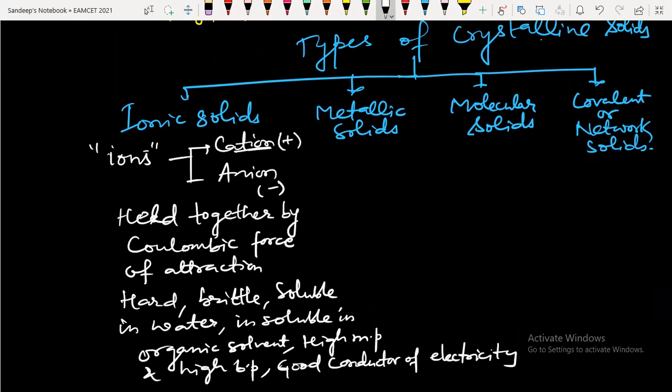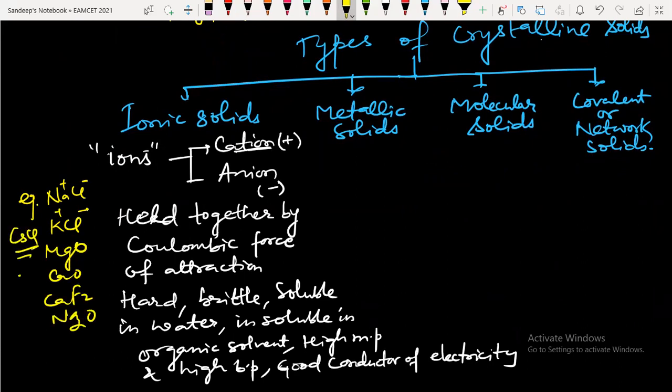Some of the examples of ionic solids are very, very important for you. NaCl, the common table salt, KCl, MgO, CaO, CaF2, Na2O, cesium chloride, etc. So these are the examples of ionic solids. Now coming to metallic solids, examples are metals, copper, zinc, aluminum, iron, gold, silver, etc.